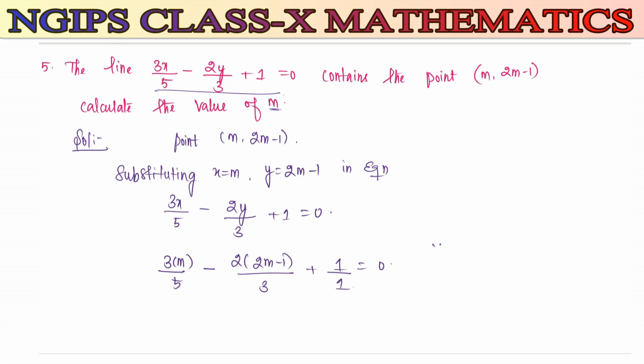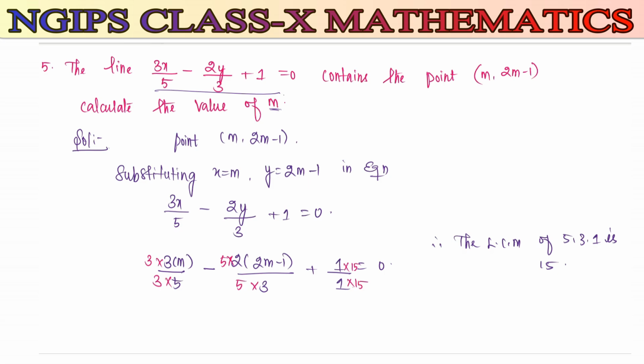Therefore, the LCM of 5, 3, 1 is 15. To get the denominator as 15, I need to multiply both numerator and denominator by 3 here. Here I need to multiply both numerator and denominator by 5. Here we have only 1, so I need to multiply both numerator and denominator by 15.